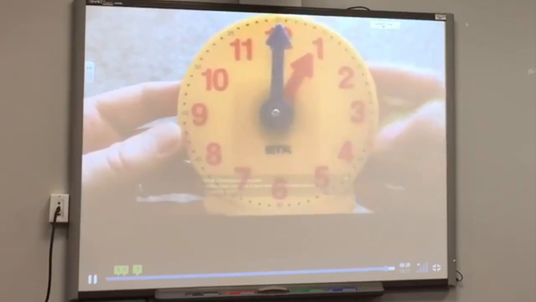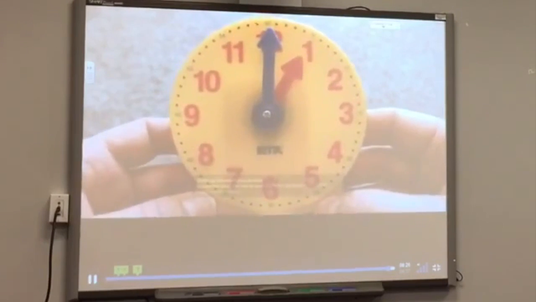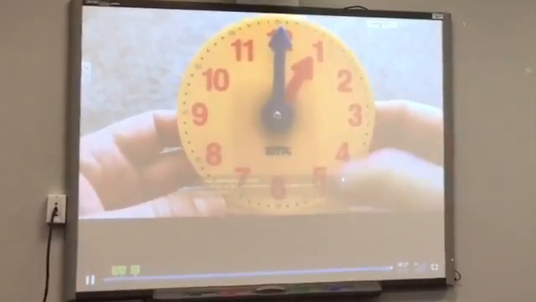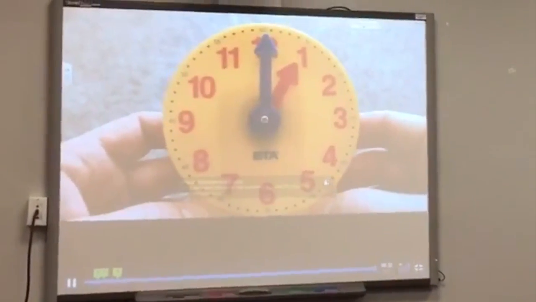All right, great job today counting with me by 5, skip counting by 5s, and learning how to tell the time by 5s around the clock. You did a great job today. Keep on practicing, counting the time.